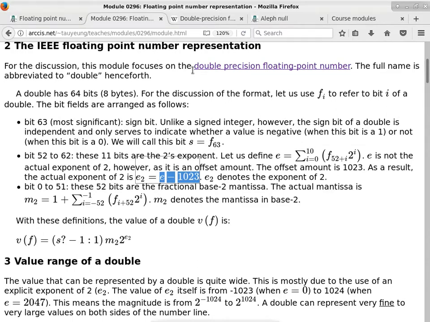No questions? This is all good so far? Okay. So when you combine everything, the value represented by a double number is the sign bit. Once again, this is the ternary operator. If the sign bit is a 1, we use a negative 1. If the sign bit is a 0, we use a 1 here. Times M2 times 2 to the power of E2. That is the value that is represented by a 64-bit double precision floating point number.